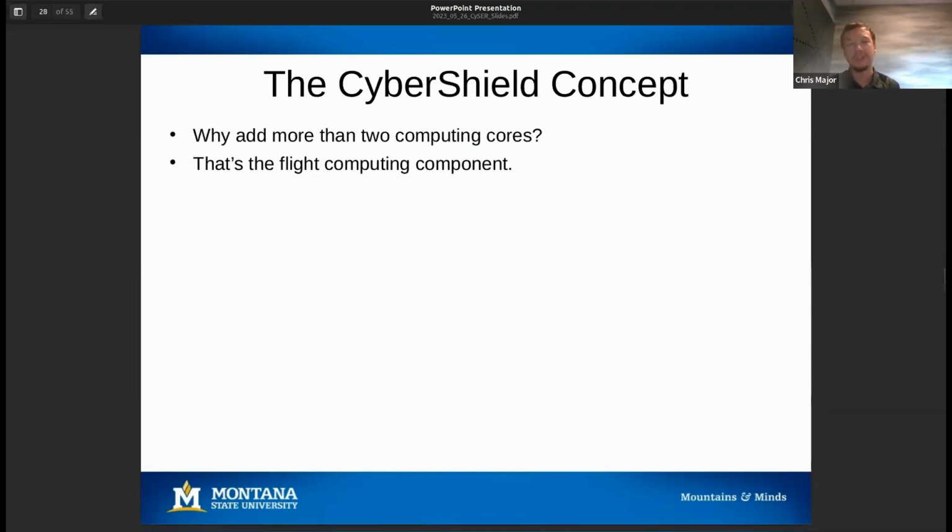But why add more than two computing cores in the first place? I mean, it should be pretty easy to tell if one's acting weird and the other's actually following its program, right? Well, this is a concept that actually goes over to flight computing components. And I promise that even if this next part does sound a bit like a tangent, we're going to pull it right back around.